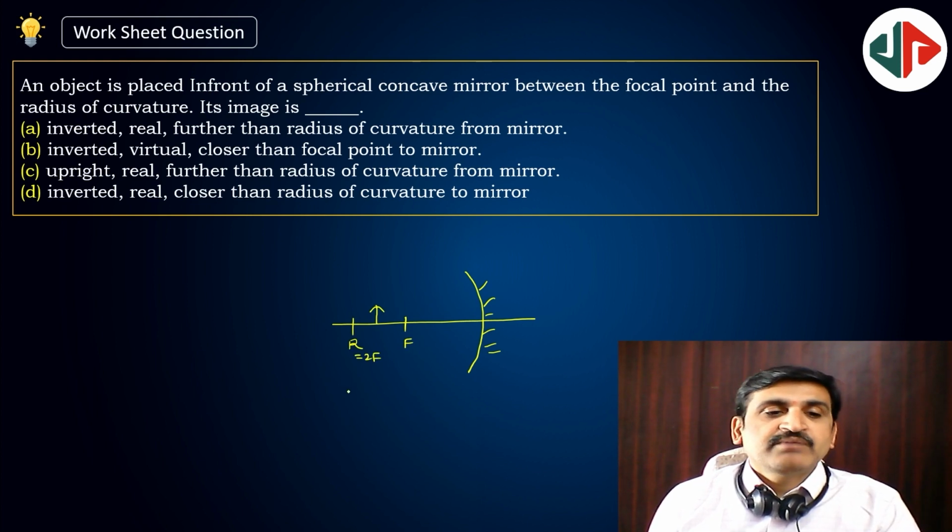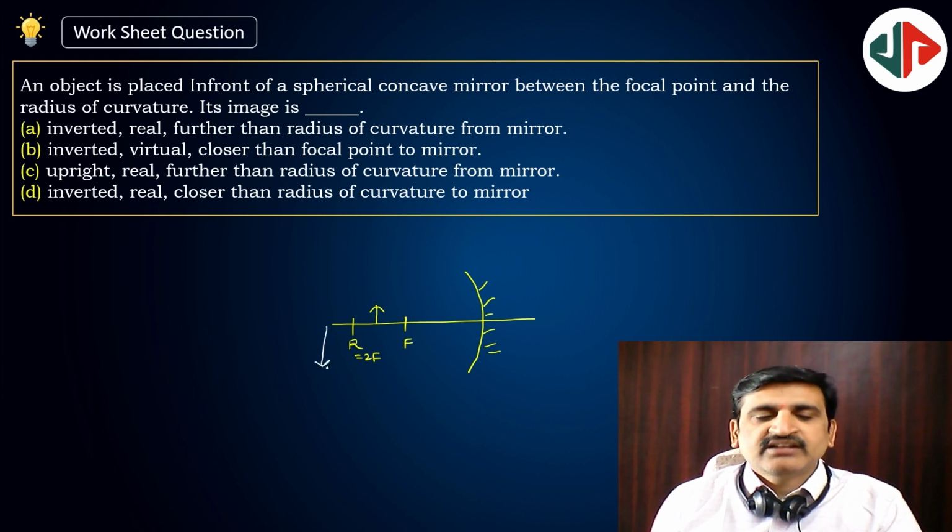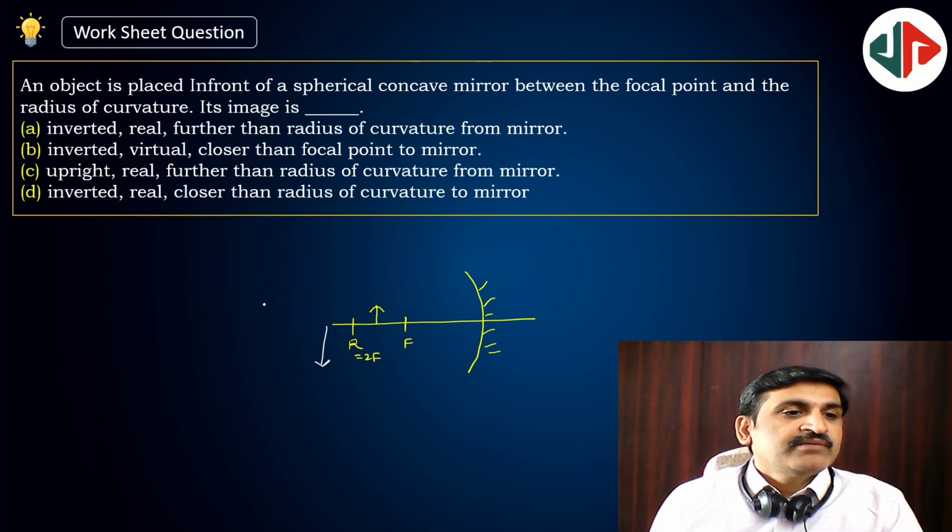Then the image will be beyond C. Whenever the image is beyond C, it will be inverted, it will be real, and it is magnified. So inverted, real, magnified, where is that? Inverted, real, farther than the radius of curvature from the mirror.